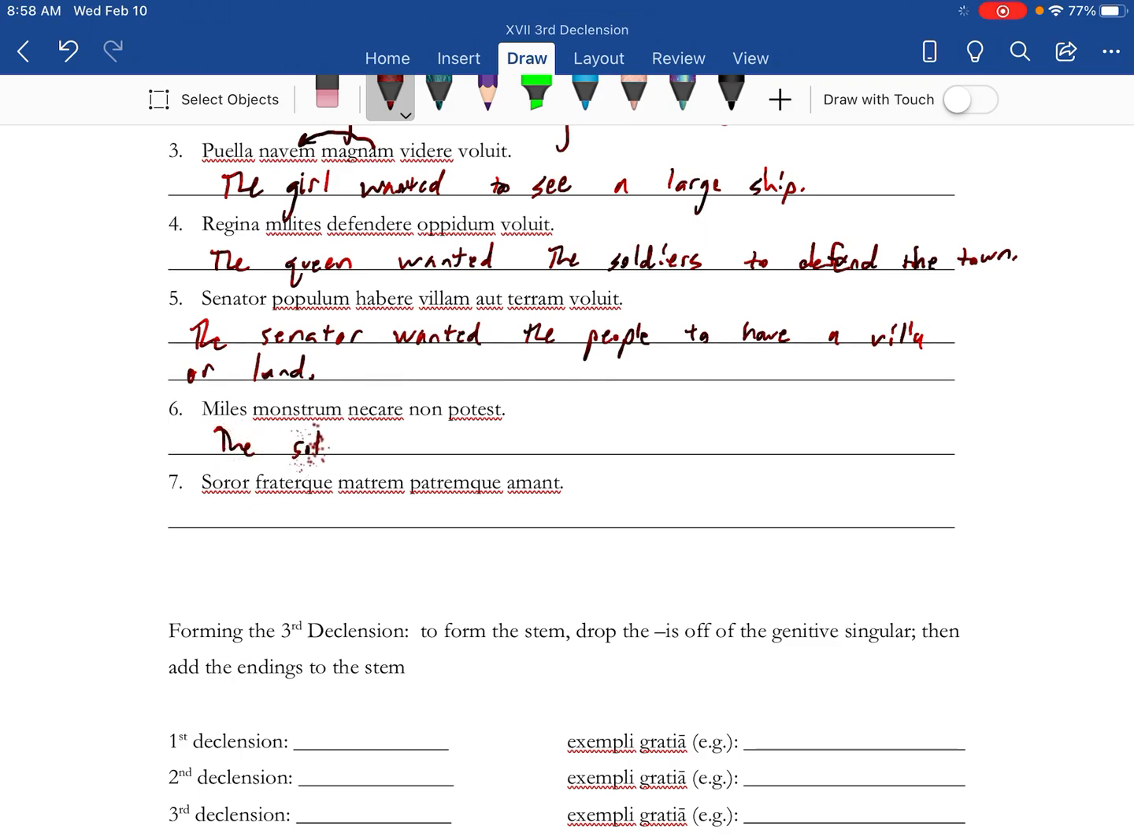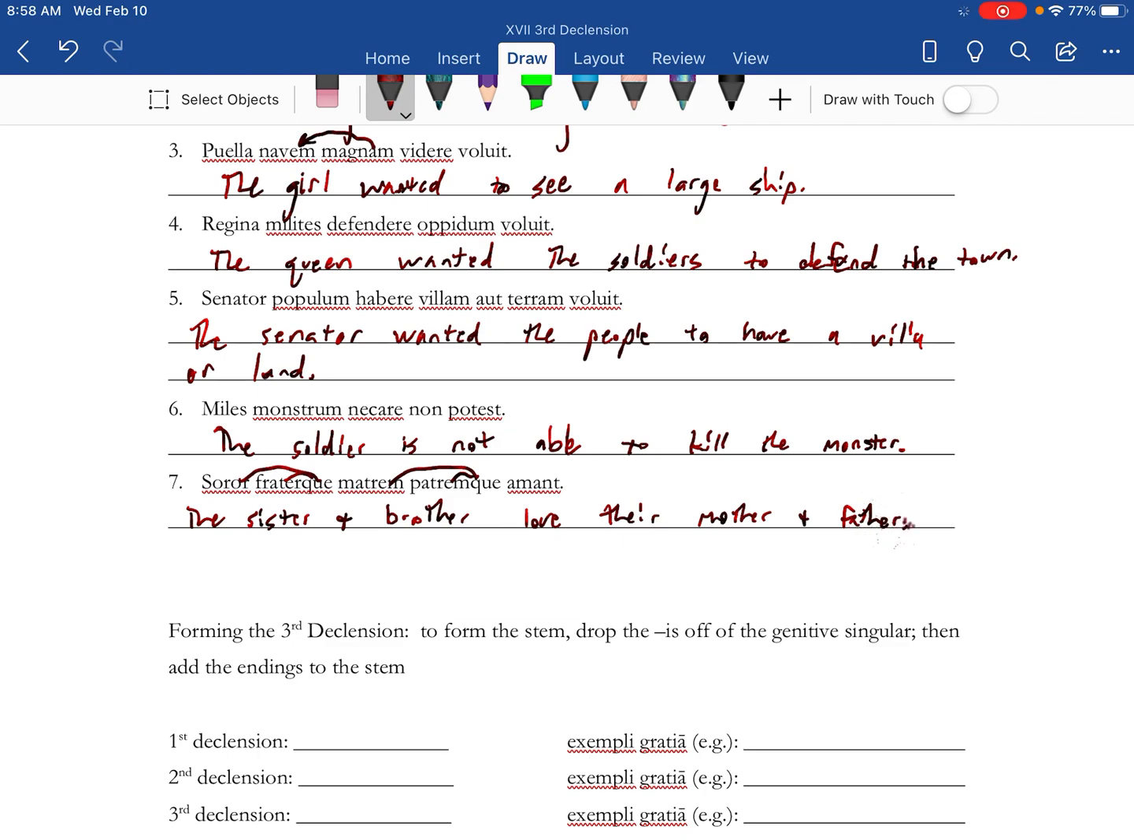Miles, the soldier, non potest, is not able to kill the monster. The que is connecting these two, the sister and brother. Love, and the que is connecting these two, their mother and father.